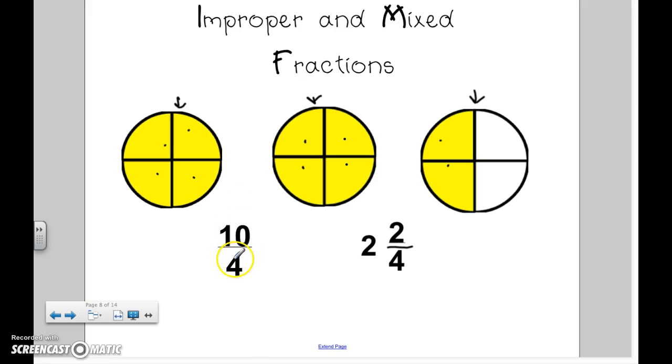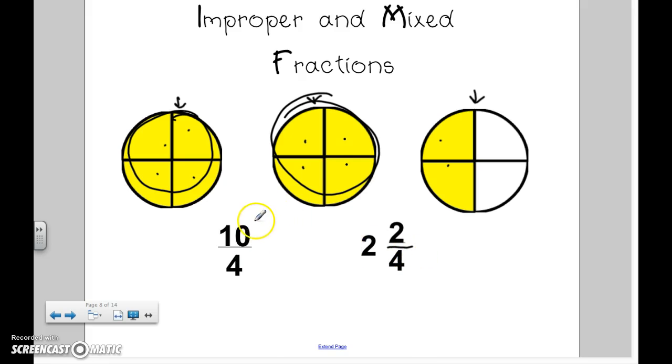So 10/4 is going to be my improper fraction. Remember, this is improper because the numerator is larger than the denominator. My mixed fraction tells me that I have 2 circles that are completely filled in. So there are 2 completely filled in circles, and then 2 out of 4 pieces are shaded in.